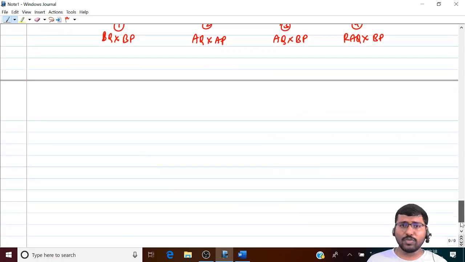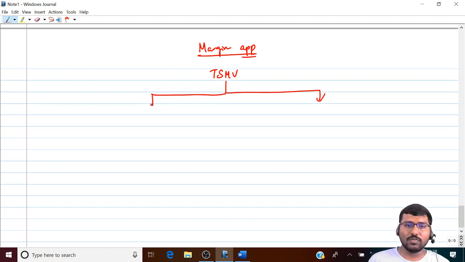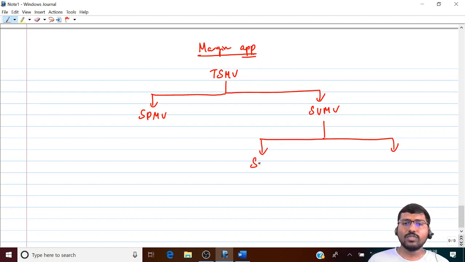Next, what is the next approach we have? Margin approach. Okay, very simple. Total sales margin variance. Total sales margin variance will be divided into sales price margin variance, sales volume margin variance. Sales volume margin variance will be divided into sales mix margin variance, sales quantity margin variance.